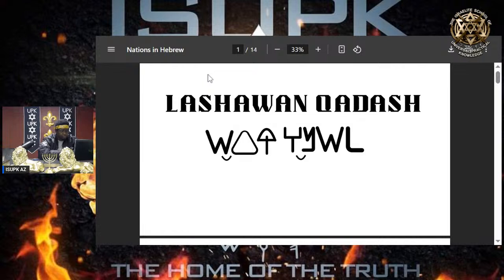So today is the Lashawan Qadash, which you see in the Hebrew characters right here. Remember, Hebrew is written from right to left. Lashawan, Qadash. For the Hebrew characters, this is La, this is Sha, and this is Na.